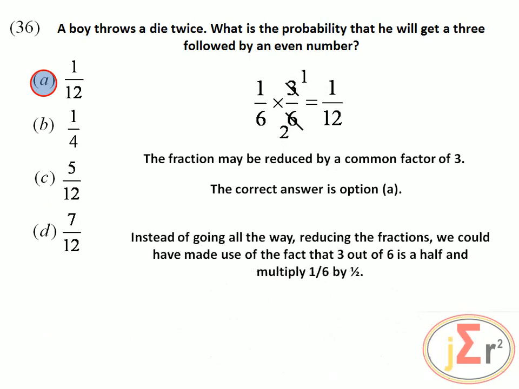Instead of going all the way, reducing the fractions, we could have made use of the fact that 3 out of 6 is a half and multiplied 1/6 by a half. So we could have done that earlier on instead of having these fractions that we have to reduce eventually.